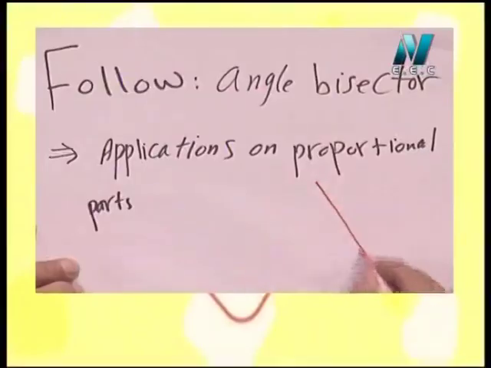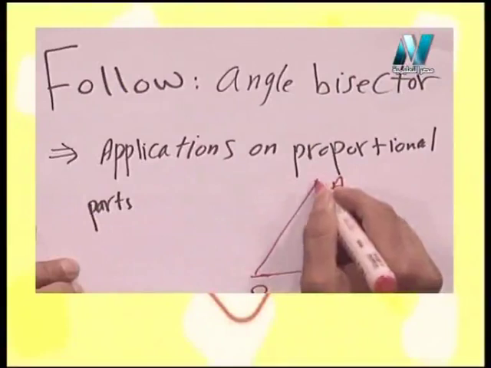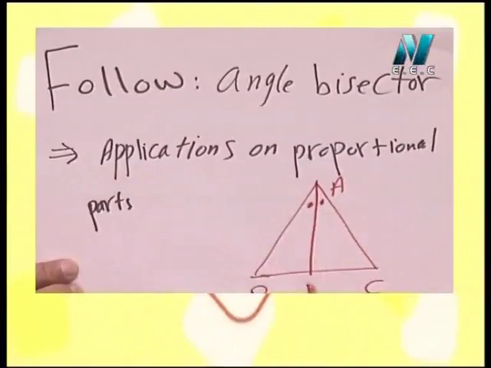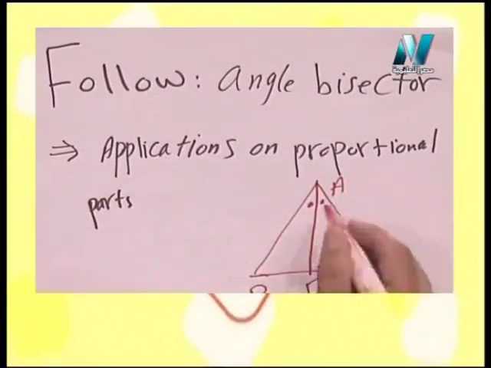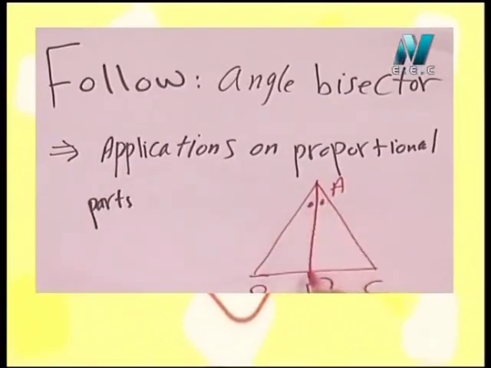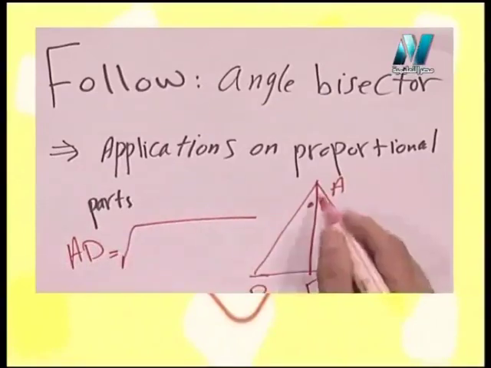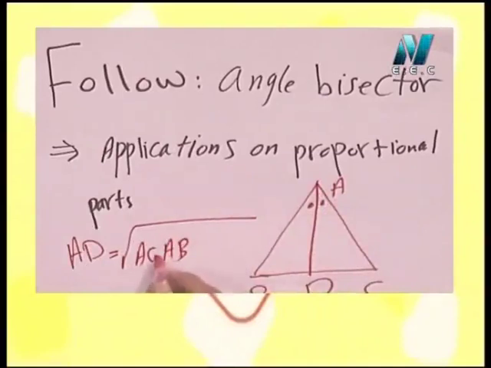In the last lesson, we talked about triangle ABC, and if we have a bisector like that, and this point called D, we have found that we can find the length of AD. AD here equals the square root of AC times AB minus CD times DB.